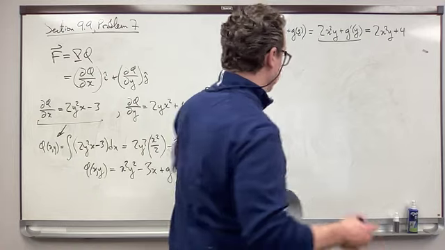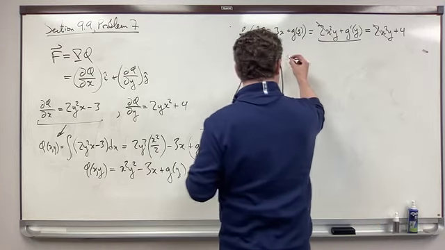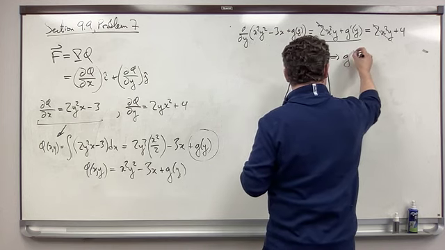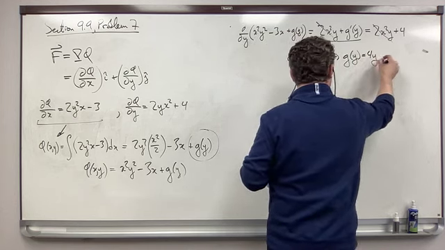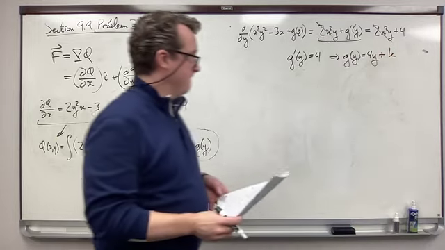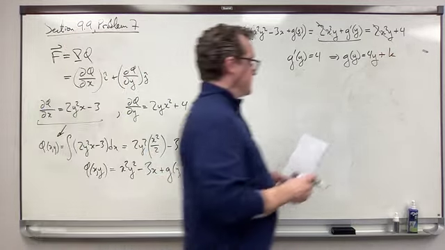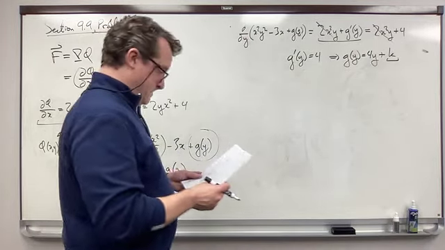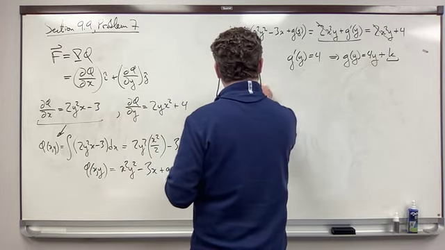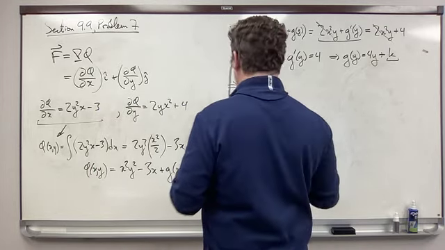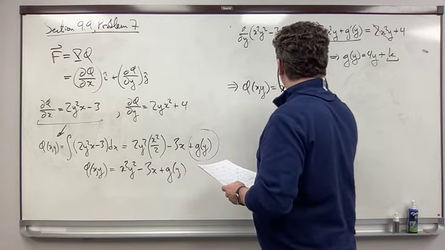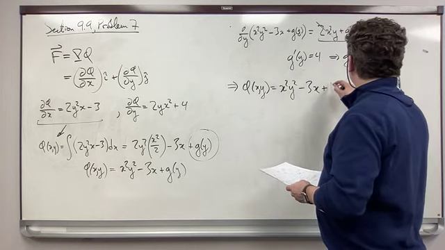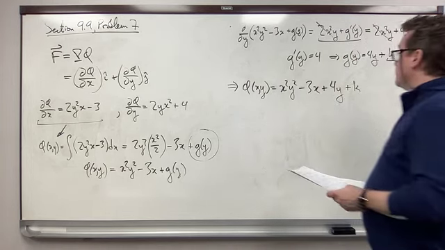And so now I can solve for g(y). And this is actually easy. This and this cancel. So this tells me that g prime of y equals 4, which means that g of y equals 4y plus another constant. That constant we're not going to worry about because it's going to be subtracted away when we take the difference in the potential between the two endpoints. So this means that our potential function is x squared y squared minus 3x plus 4y plus a constant.